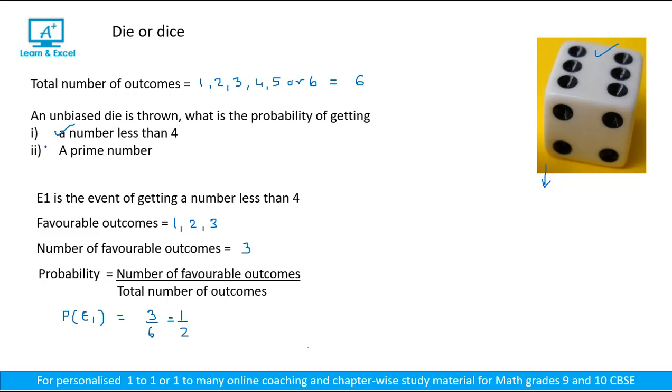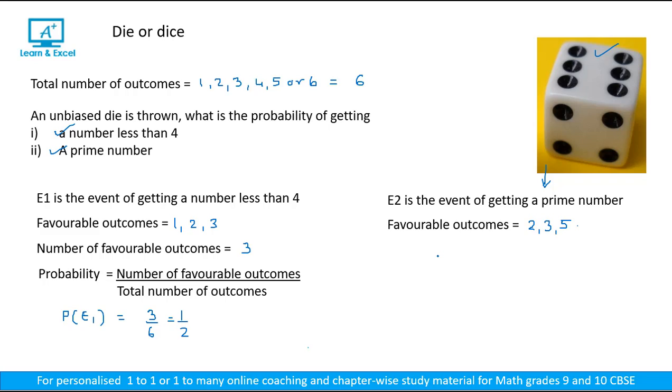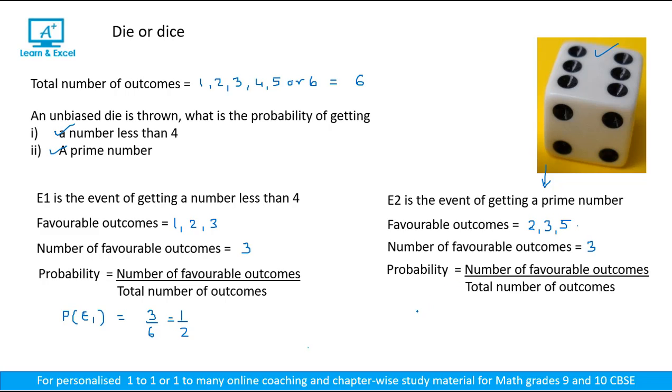Now let us look at the next part where we have to find the probability of getting a prime number when a single die is thrown. For this, let us take this event as E2. To find the favorable outcomes between 1 and 6, the prime numbers will be 2, 3, or 5. And the number of favorable outcomes is therefore 3. We know the formula, so the probability of the event E2 will be equal to number of favorable outcomes, 3, upon total number of outcomes, 6. So the probability is going to be 1 upon 2.